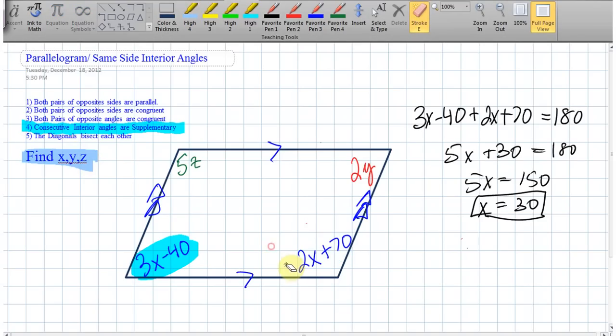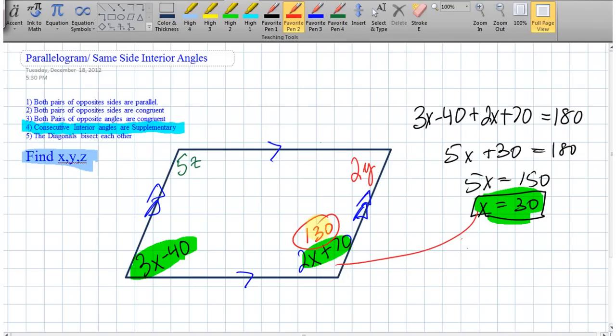So in order to take it to the next step and find y and z, it'd be nice to back substitute. So we're going to take this value of 30 here, and we're going to plug it into these two expressions, and we're going to find the measurements of those two angles. So when I plug in 30 to this angle in here, 2 times 30 is 60, plus 70 more is 130. And that implies this one has to be 50. Why did I know that one was 50 so fast? It's because 50 and 130, they're supplementary angles.